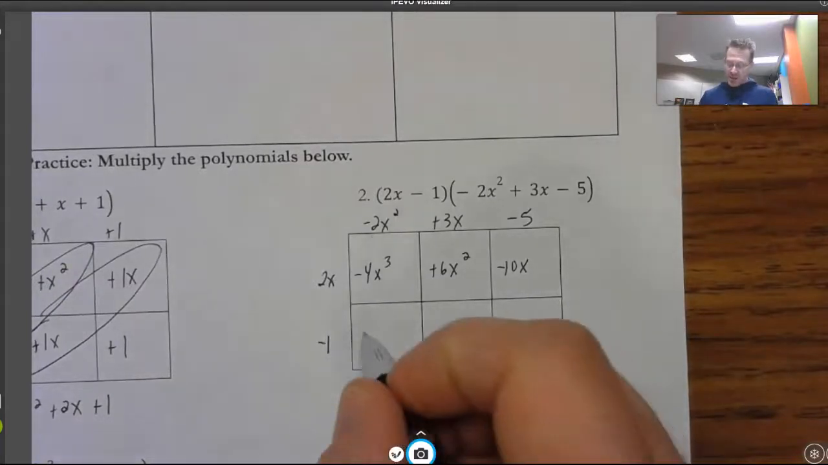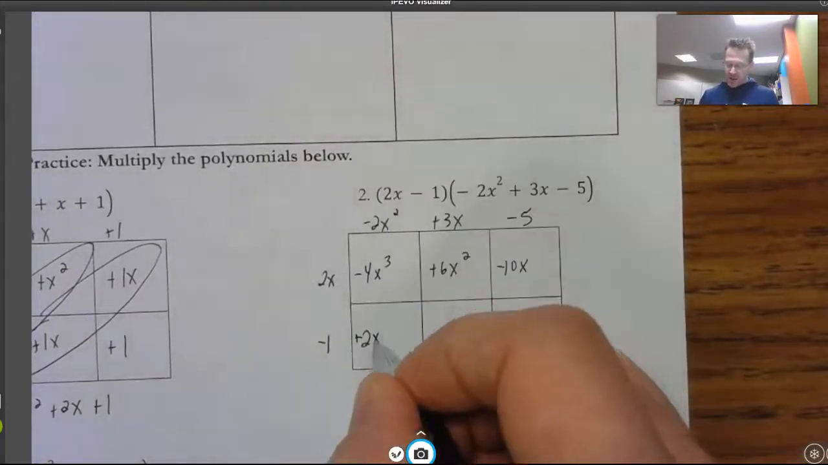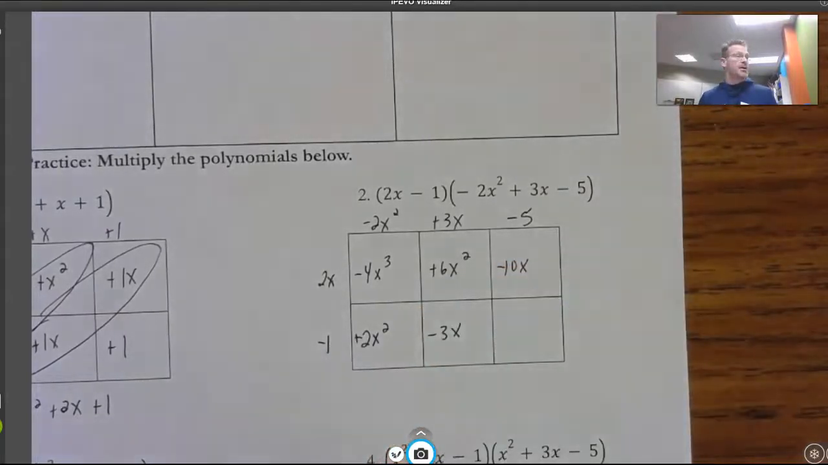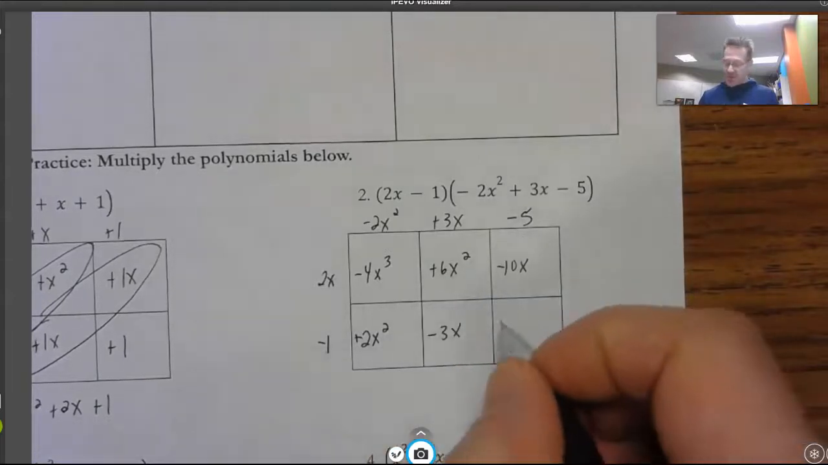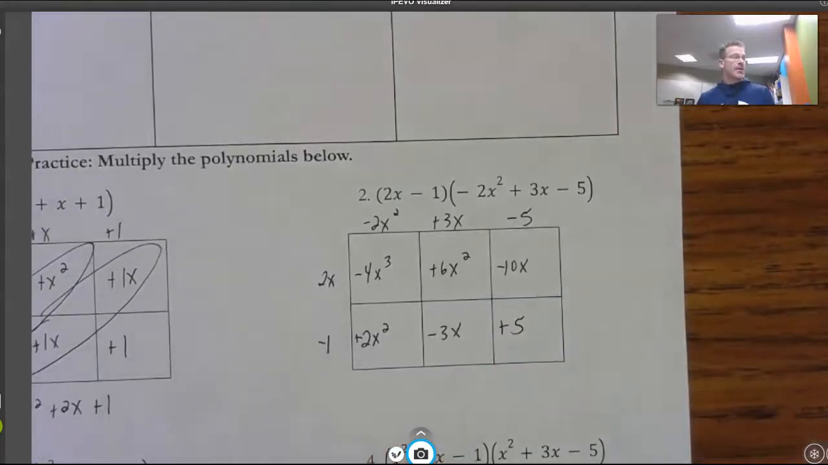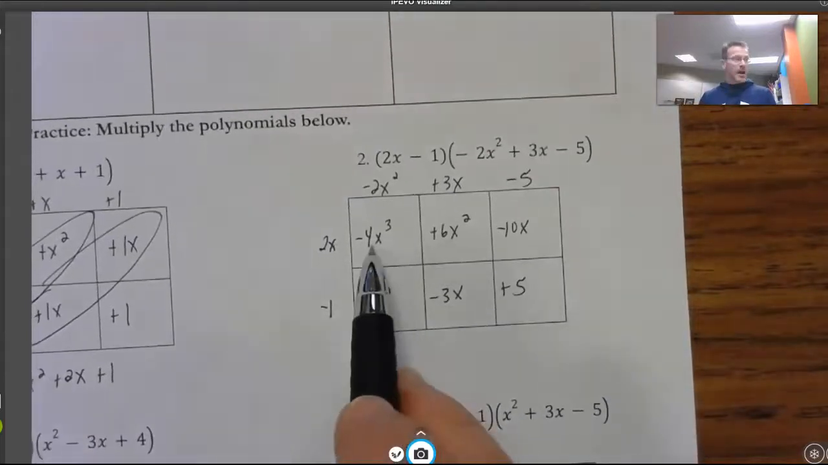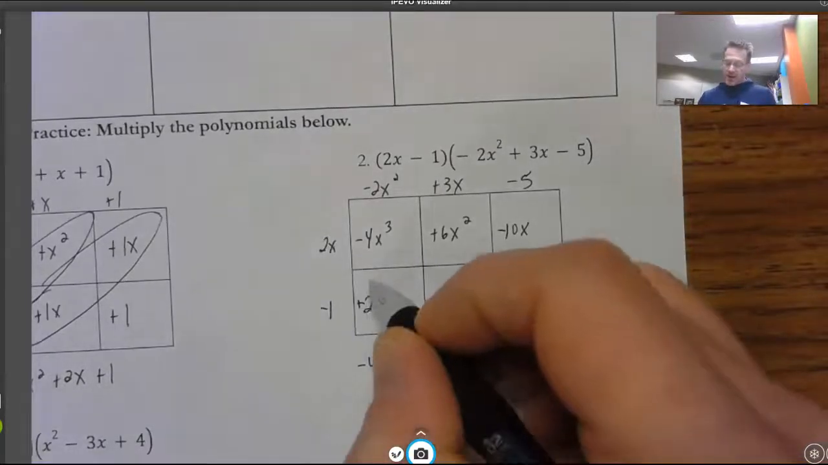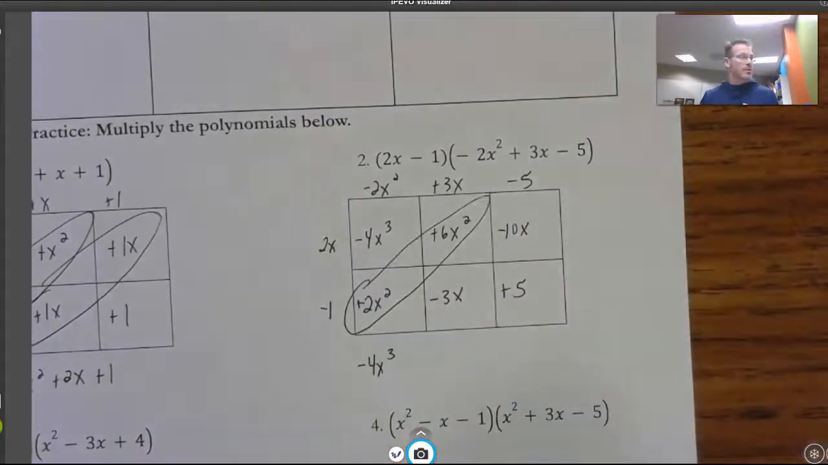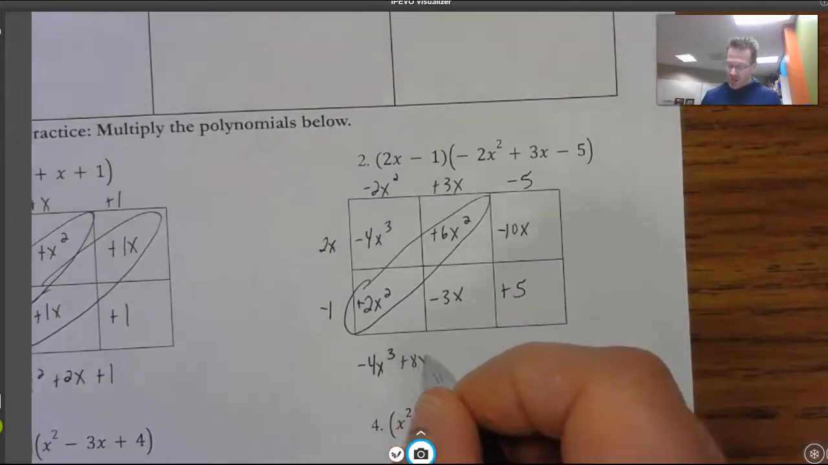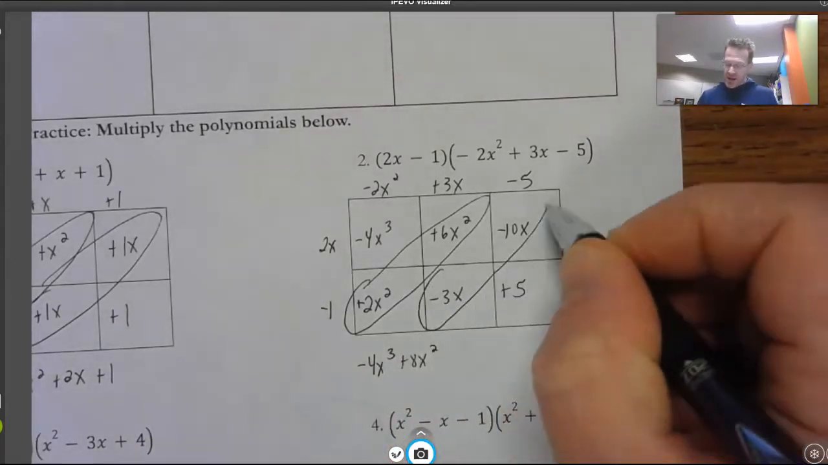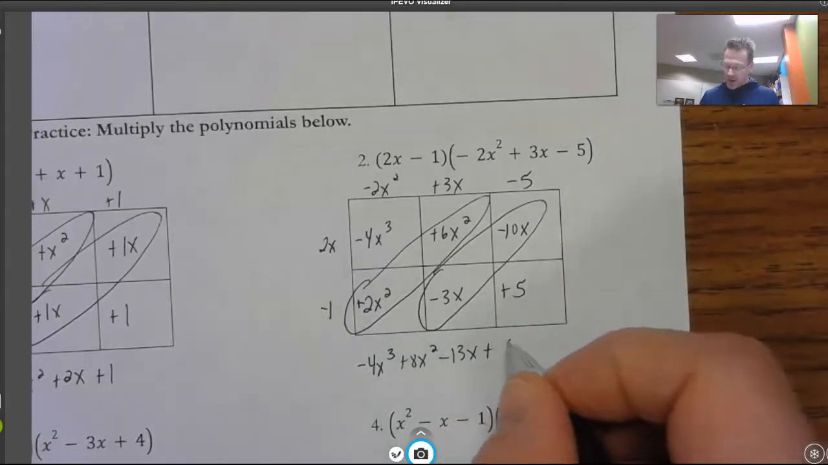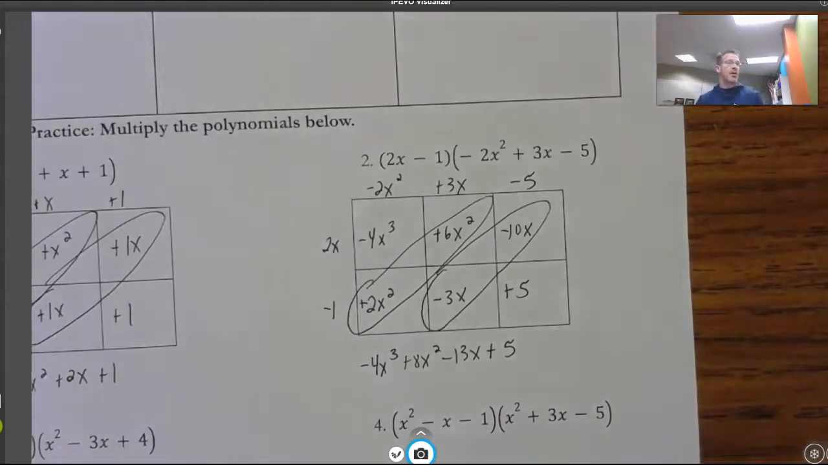Negative 1 times negative 2 is a positive 2. And then I have my x squared right there. Negative 1 times 3 is negative 3. And I have just that 1x. Negative 1 times negative 5 is a positive 5. And then once again we want to look for those like terms. My highest power of x is x cubed again for this problem, and it's the only term, so I'm going to bring it down. Then I have 2x squared terms along this diagonal, so 2x squared plus 6x squared is 8x squared. Negative 3x and negative 10x gives me negative 13x, and then I have my plus 5 right there, and I just bring that down. And that's all we have.